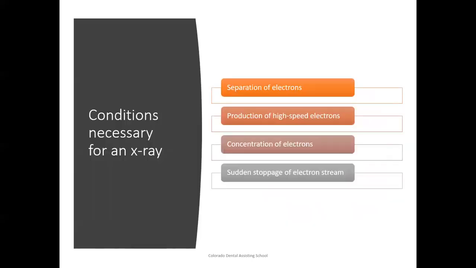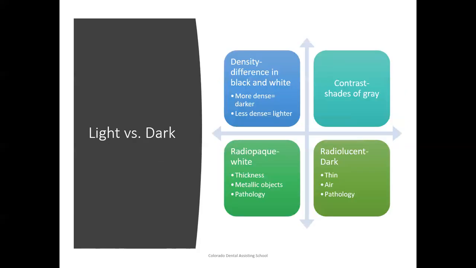Conditions necessary for an X-ray. So we did talk a little bit about this, the sudden stoppage and all that. This is all happening when you push the button. So you pushing the button and walking away really quick and it sends an error means that the production of high-speed electrons and it being able to stop and capture that image didn't complete. So just, again, make sure you hold down that button the entire time until it's done beeping. That way we can capture the image and our patient doesn't have to wait for us to do it again.